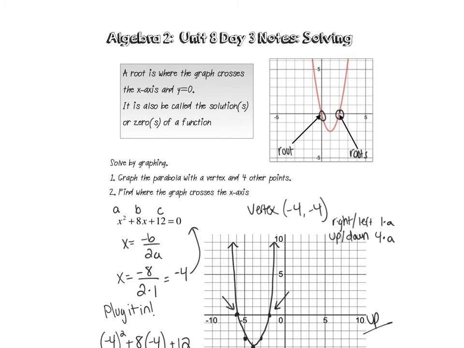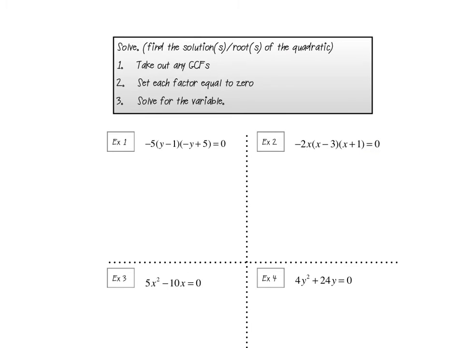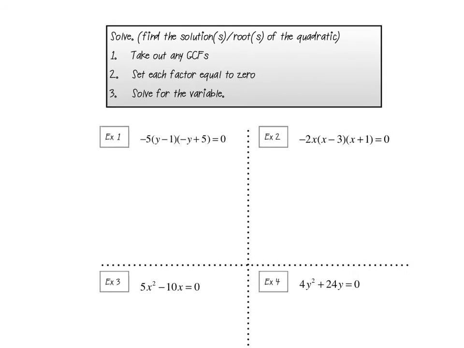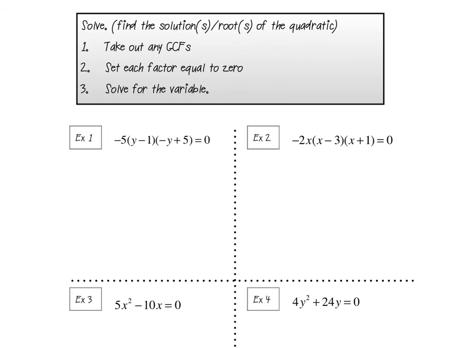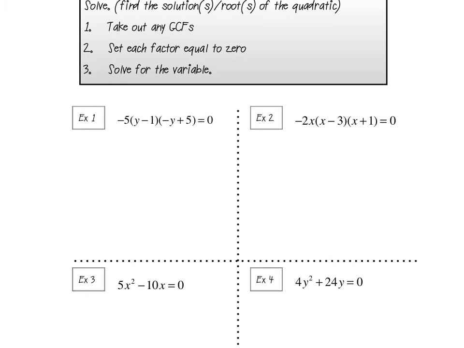Okay. On the next set of notes and the next set of topics in ALEKS, you're going to find the solution of the quadratic by factoring, okay? The first thing you're going to do in each of these equations is take out any GCFs, greatest common factors, and then you're going to set each factor equal to 0, and then solve for the variable. Okay, so we're going to follow those steps.